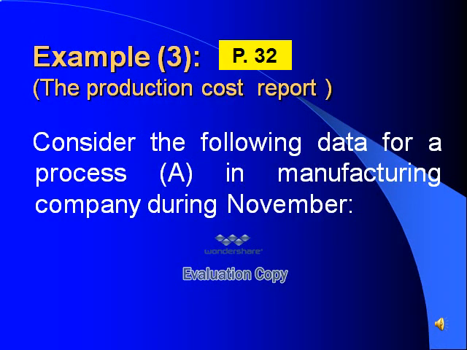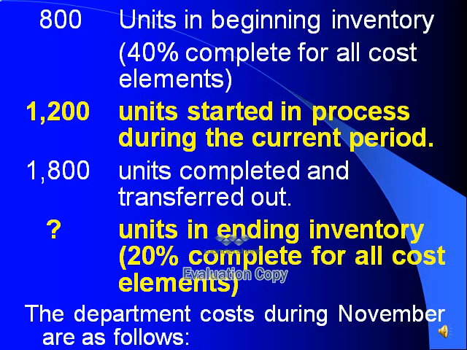Example 3 on page 32. Consider the following data for a process A in a manufacturing company during November. 800 units in beginning inventory, 40% complete for all cost elements. 1,200 units started in process during the current period. 1,800 units completed and transferred out. Units in ending inventory, 20% complete for all cost elements.